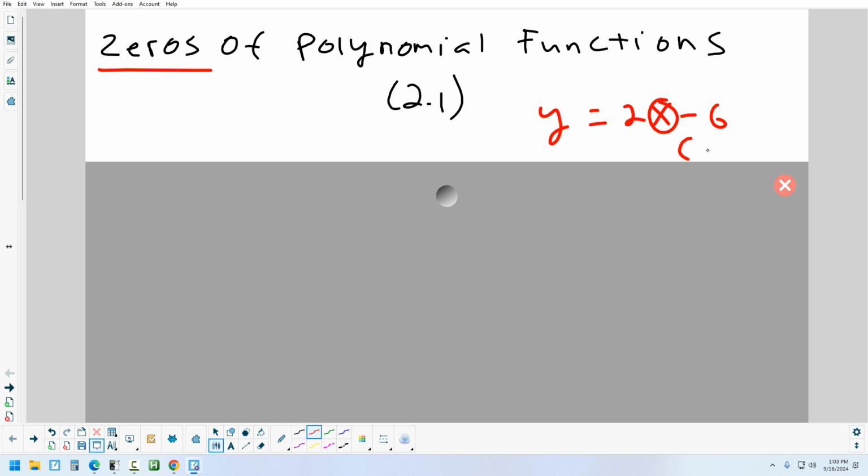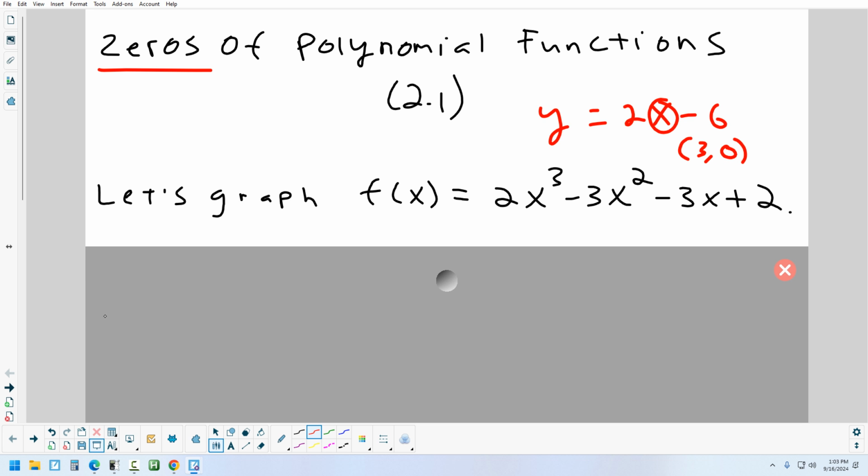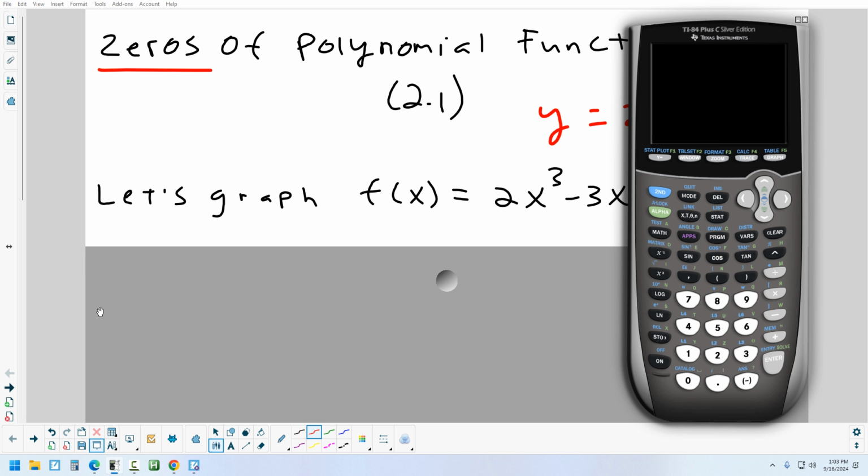3. Yeah, if you plug in 3 for x, you will get 0 for y. So 3 is called the 0 of the polynomial. So that's what we're going to look at. How do you find zeros? And we're going to do some of it on the calculator. Let's graph this one.